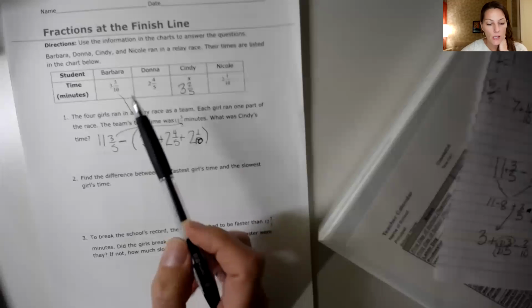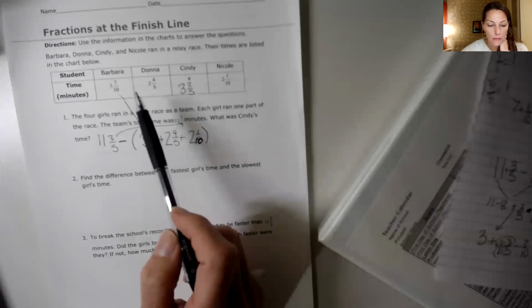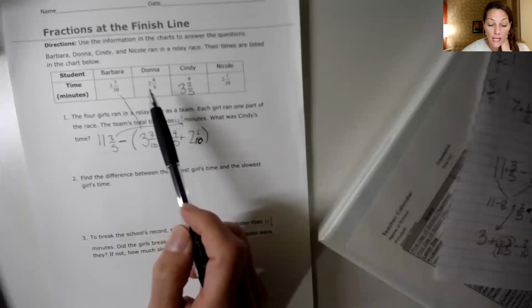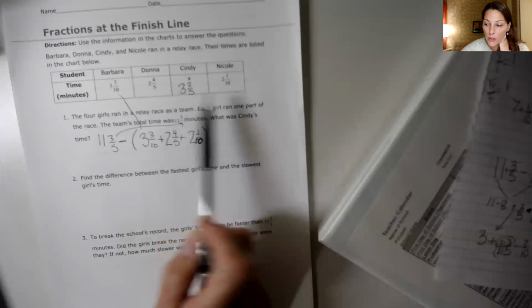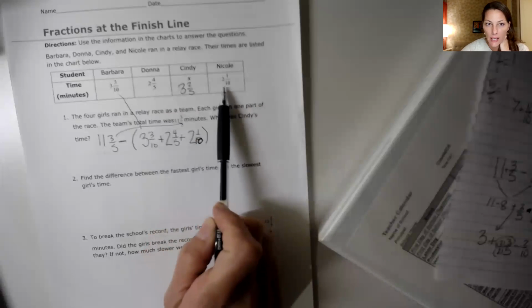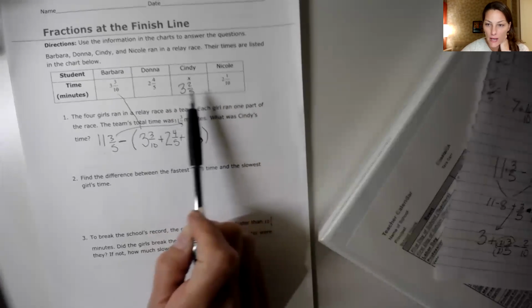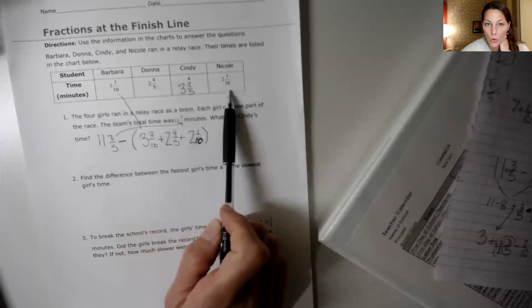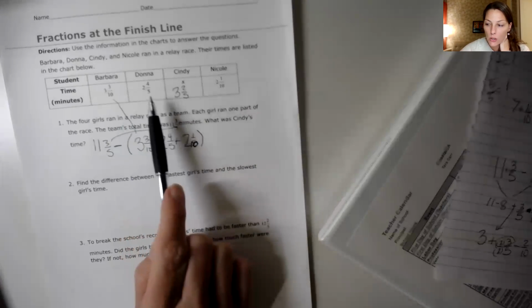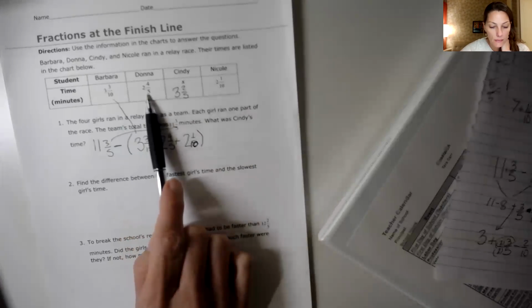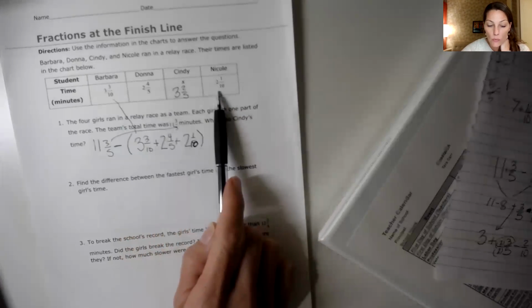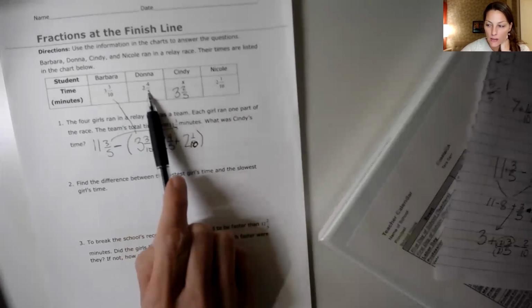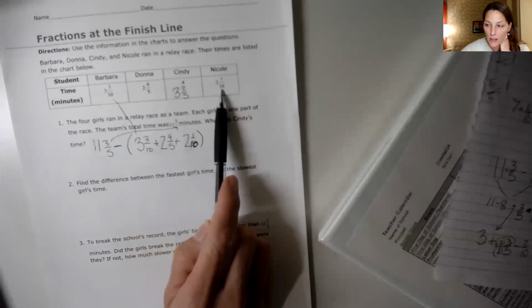All right, so first thing we want to look at is, let's decide the fastest time. I know that these two have only 2 seconds in them, so they are definitely faster than the ones that have 3 seconds. So let's compare Donna and Nicole, because one of those two is the fastest time. When we look at 4/5 or 2 1/10, let's just look at the 4/5 part and the 1/10 part.